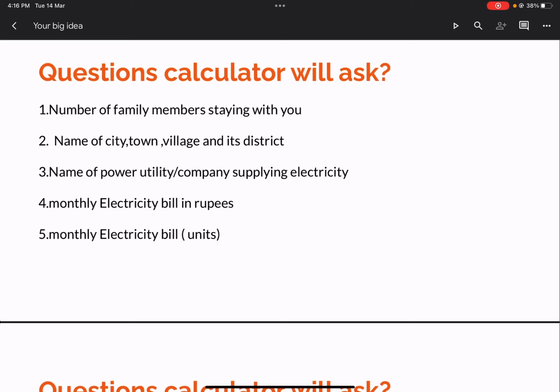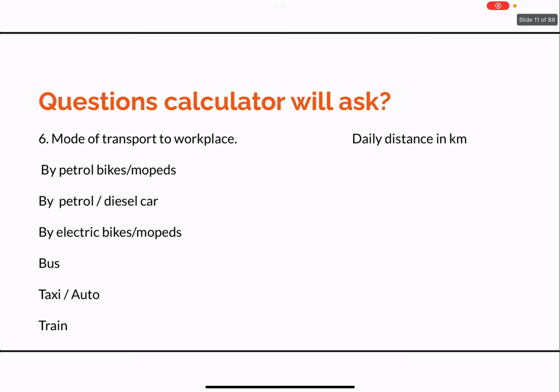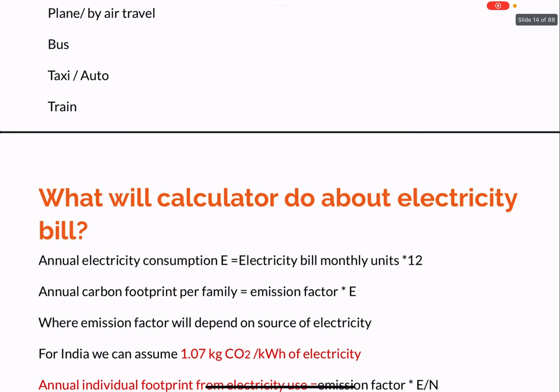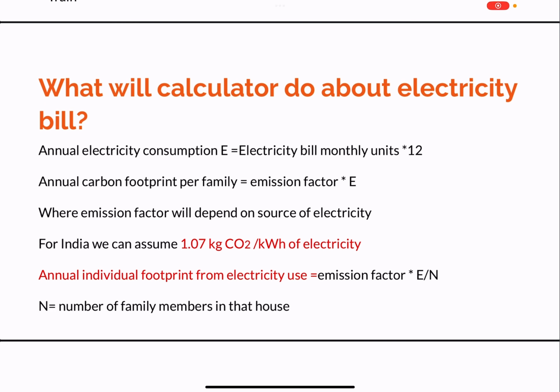Now, how does the carbon calculator convert it into carbon footprint? This is important for us to know, because for a designer, these questions, along with the answers to these questions, are equally important. So, we said that the carbon calculator asks information about the electricity bill. What will that calculator process?